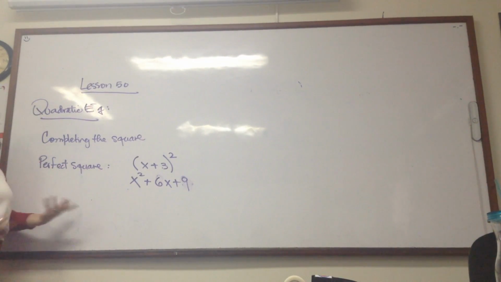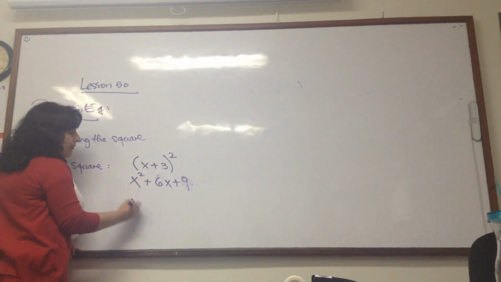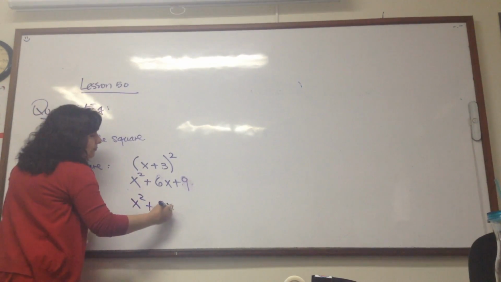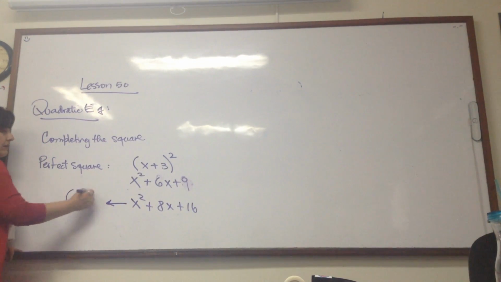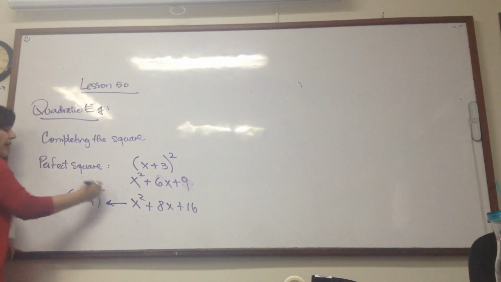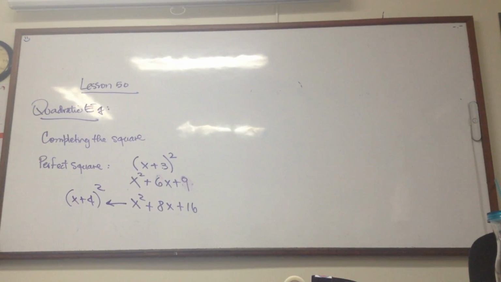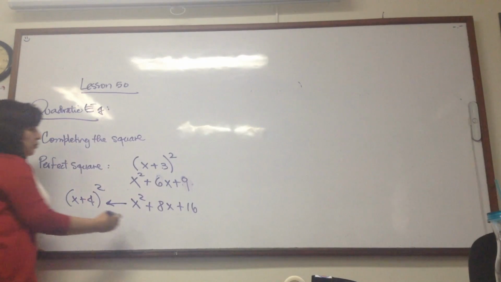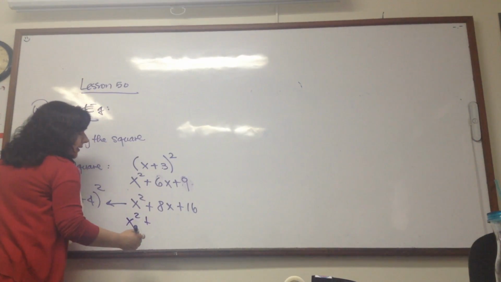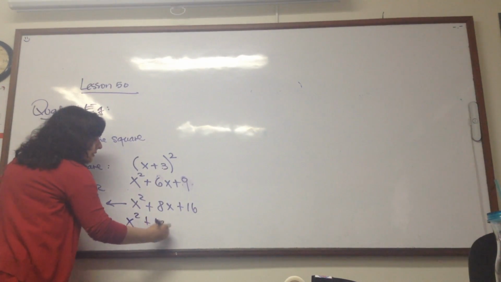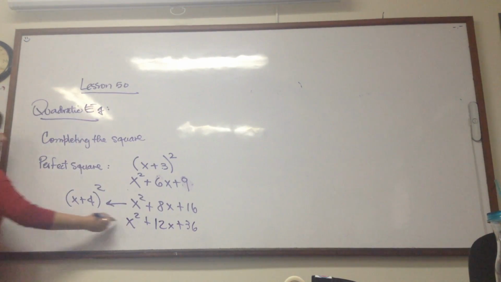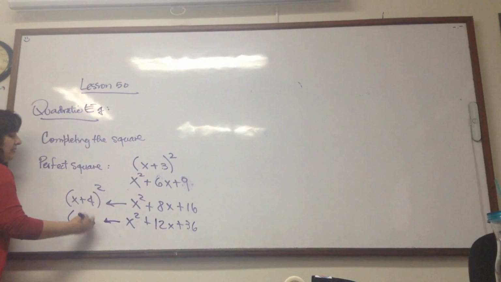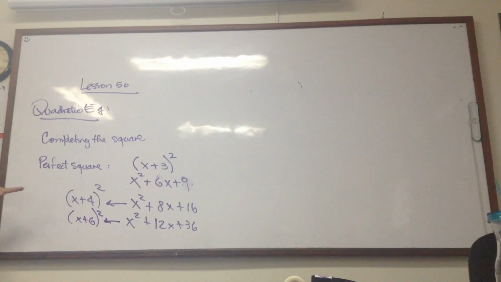That's a perfect square. Give me another perfect square. Would this be a perfect square? Yes, it is. What would this be? X plus 4 squared, right? Does everybody see that? Yes. What would this one be? X plus 6 squared. Does everybody understand that much?